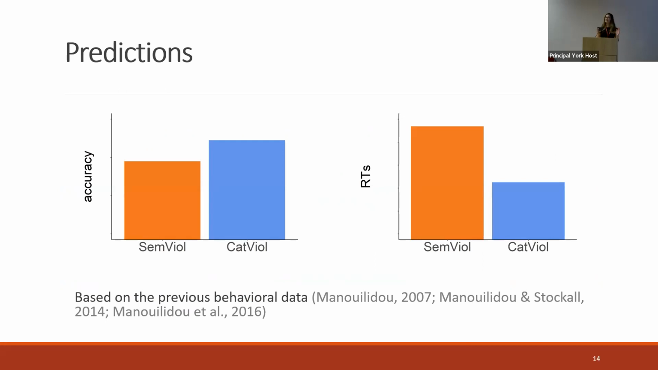And just to reiterate what our predictions were based on the previous data. The predictions were that semantic violations would elicit lower accuracy and take more time to reject than the category violations. In other words, saying that odd feel is not a word is harder and elicits more errors than saying that odd onion is not a word.